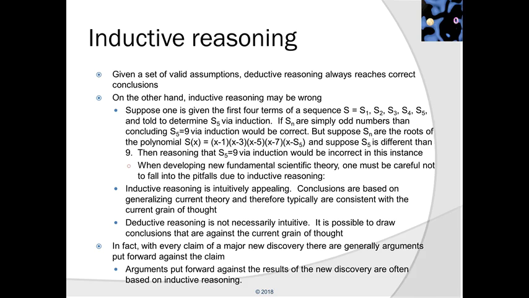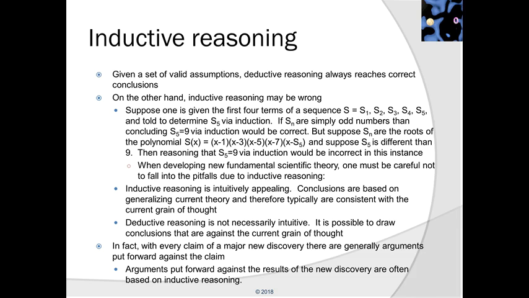Suppose one is given the first four terms of a sequence S and told to determine S(5) via induction. Well, if S_n are simply odd numbers, then concluding S(5) equals 9 via induction would be correct. But suppose S(n) are the roots of the polynomial S(x) equals the product of (x minus 1), (x minus 3), (x minus 5), (x minus 7), and (x minus S(5)). And, furthermore, let us suppose S(5) is different than 9. Then reasoning that S(5) equals 9 via induction would be incorrect in this instance.